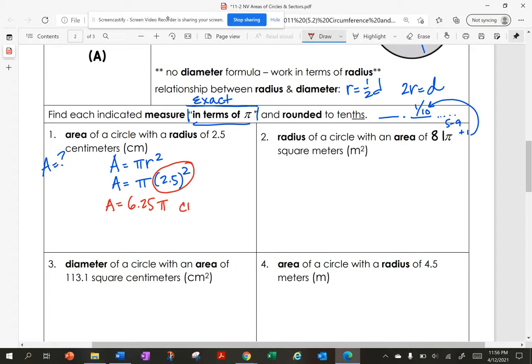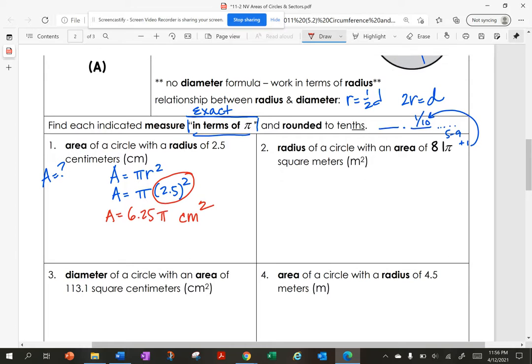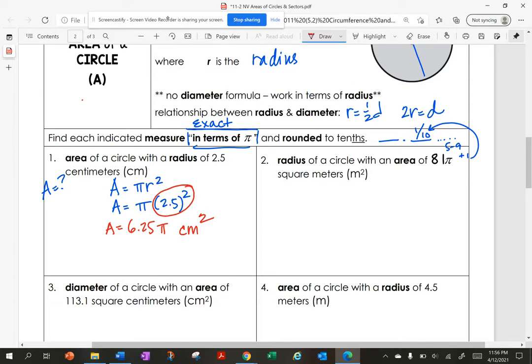And my units are centimeters squared. So area is two-dimensional, so the units are squared. So multiplying pi out, area is 19.6 centimeters squared.